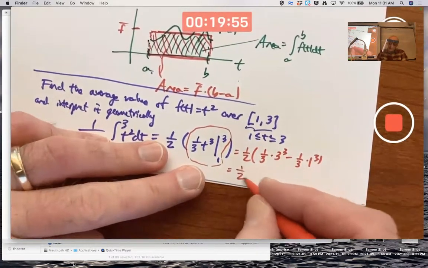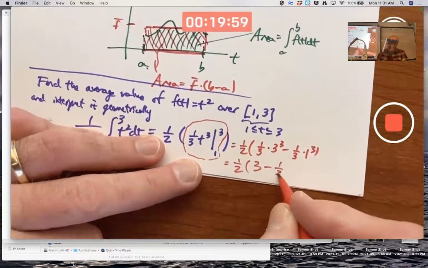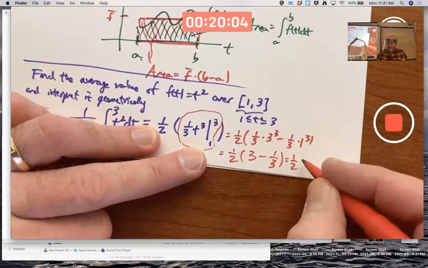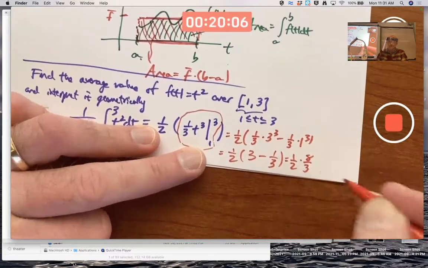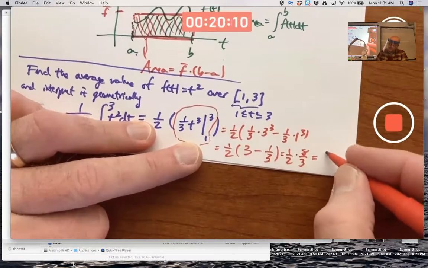So this is 1/2, 3 cubed, 9 divided by 3 is 3. 3 minus 1/3. The integral's value is 3 minus 1/3, which is 8/3. But that's not the average value. The average value, I have to multiply by 1/2, is 4/3.